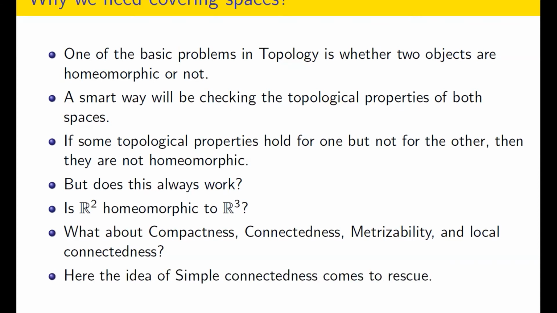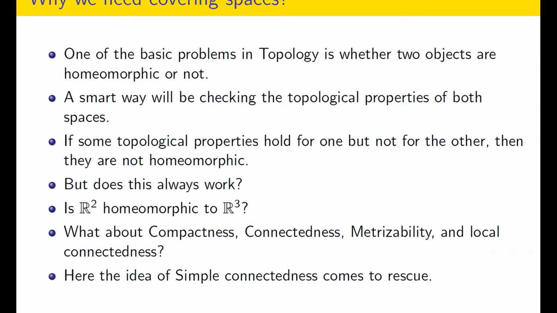So here is the idea of simple connectedness. What is simple connectedness? A space X is said to be simply connected if every loop is homotopic to a point. In other words, consider a space and any closed loop. If any closed loop can be shrunk down to a point, we can say intuitively that it is simply connected. So how can we use this notion of simple connectedness to say whether R2 and R3 are homeomorphic?